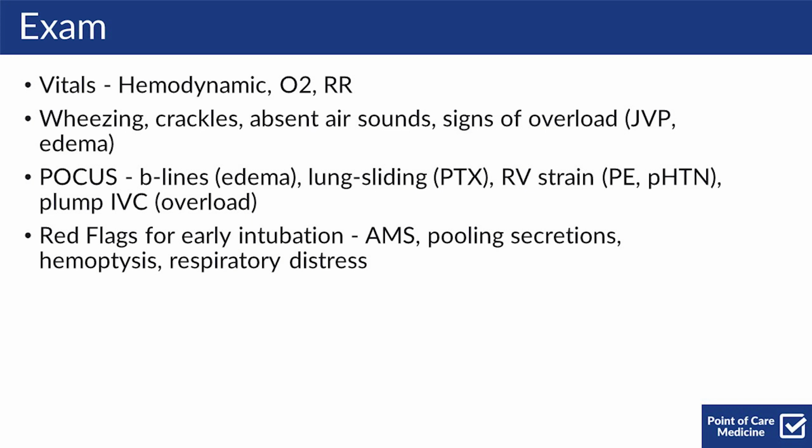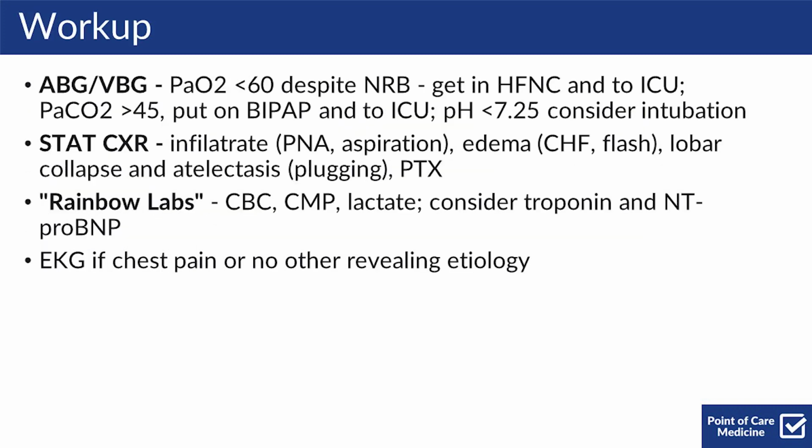Red flags that might push you towards an early intubation include altered mental status, pooling secretions, hemoptysis, and respiratory distress. For a workup, start usually with an ABG or a VBG, and if the PaO2 is less than 60, as we mentioned, despite some of your initial measures, get them on high-flow nasal cannula to the ICU and consider intubation. If the PaCO2 is greater than 45, put them on BiPAP, get them to the ICU if it doesn't improve.